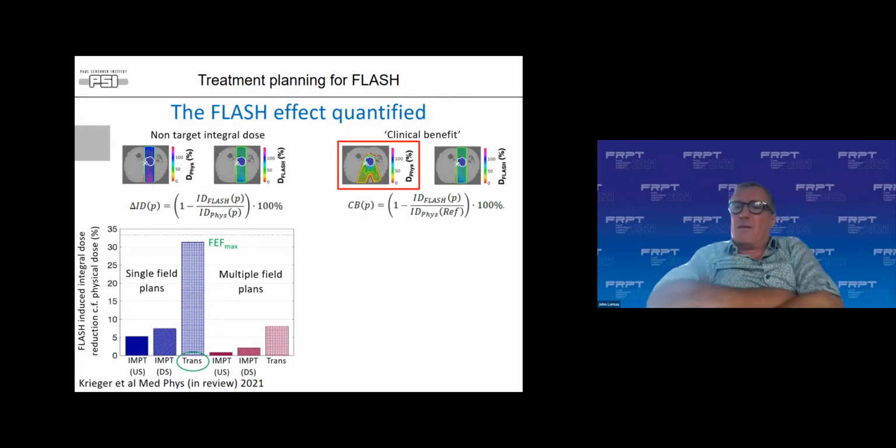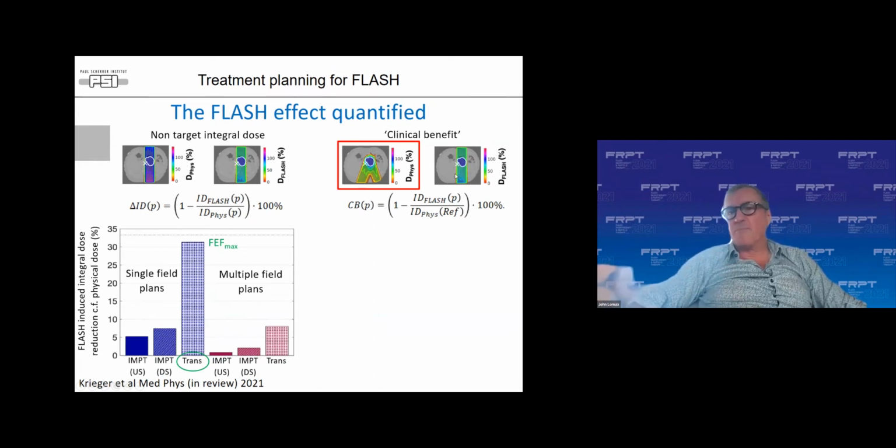We also looked at clinical benefit. Now, this is the plan we would now deliver, let's say not taking any flash effect into account. This is the physical dose, multiplied by 1.1 for RBE. And then this is now a flash weighted dose for a transmission beam. And we can compare the integral dose here to here to see if we see any clinical effect.